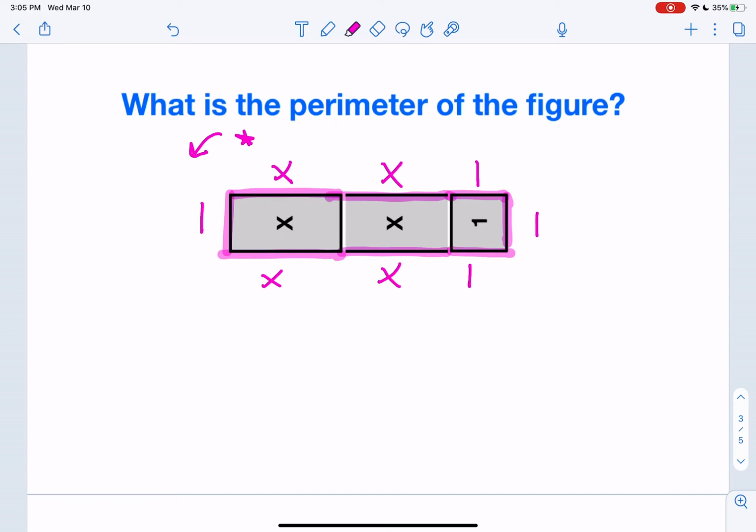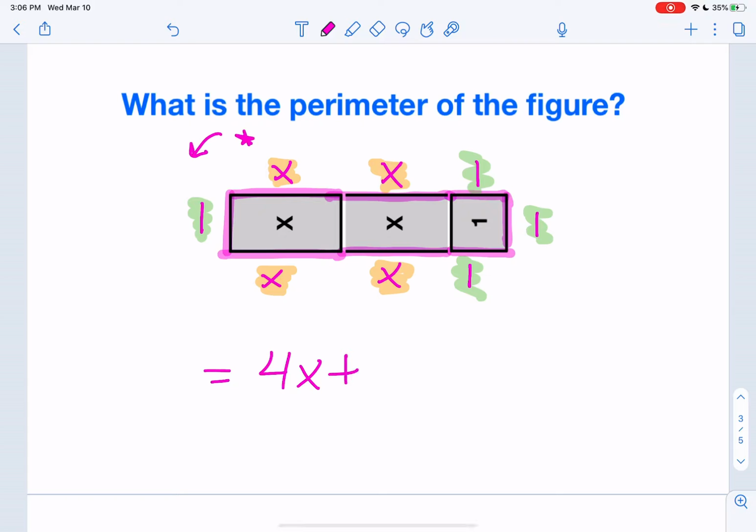So now I just look and I count up how many x's do I have and how many 1s. I have 1, 2, 3, 4 x's. So that's going to give me 4x. And then I have 1, 2, 3, 4 1s. So my answer is going to be 4x plus 4.